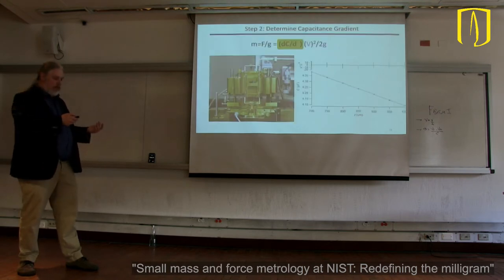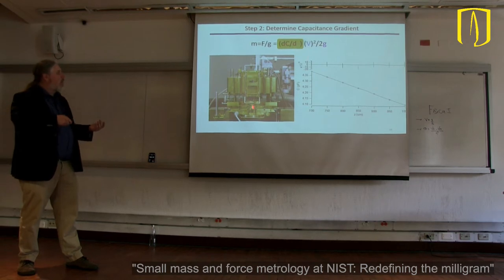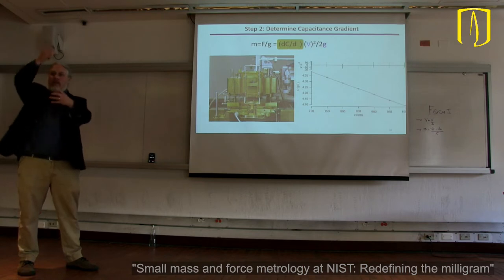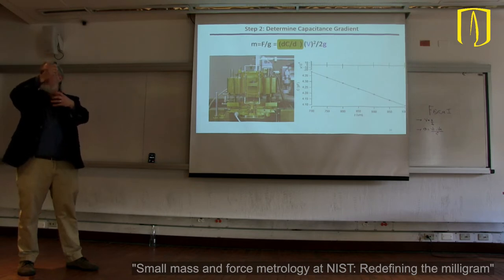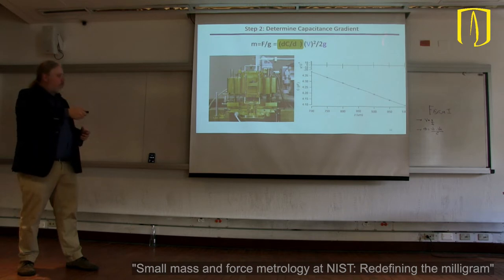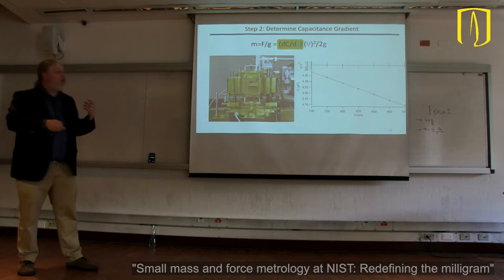Okay, next, we want to measure our capacitance gradient. We do that by moving our cylinder up and down, so we have a fixed cylinder and a moving cylinder. As the cylinder moves down, the overlap between the two cylinders increases, and we can see that here. So our capacitance increases, and as we move up, our capacitance decreases. And fitting a line to this is going to give us our capacitance gradient.